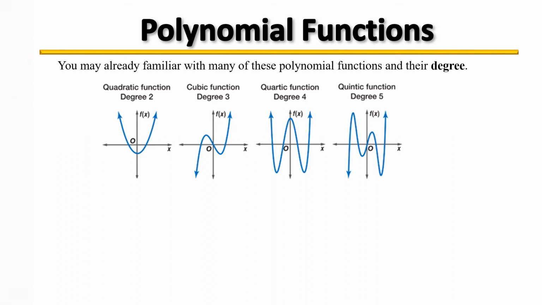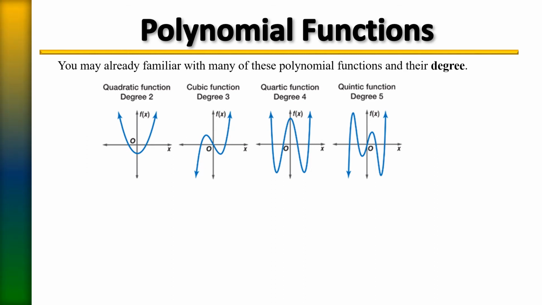Here are some examples of polynomial functions of degree 2 or higher. You may already be familiar with many of these polynomial functions and their degree. The first one here is a quadratic function, which has a degree of 2, cubic function degree 3, quartic function degree 4, quintic function degree 5. You can even tell by their names what their degree is, and we will talk more about this in the coming slides.